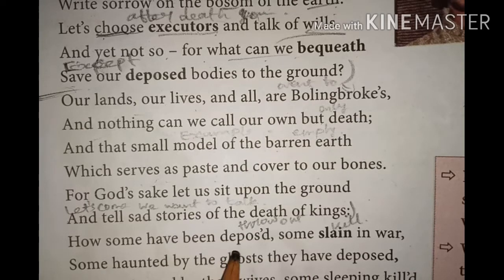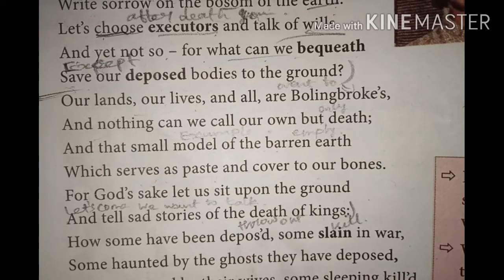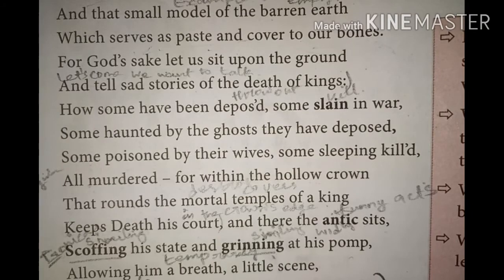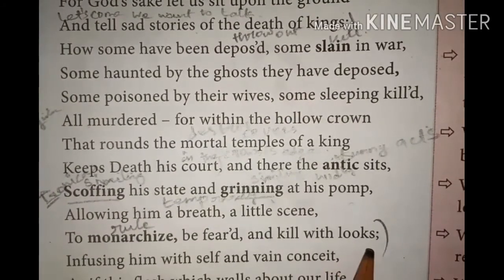How some have been deposed, some slain in war, some haunted by the ghosts they have deposed, some poisoned by their wives, some sleeping killed, all murdered. For within the hollow crown that rounds the mortal temples of a king keeps Death his court, and there the antic sits, scoffing his state and grinning at his pomp, allowing him a breath, a little scene, to monarchs be feared and kill with looks.